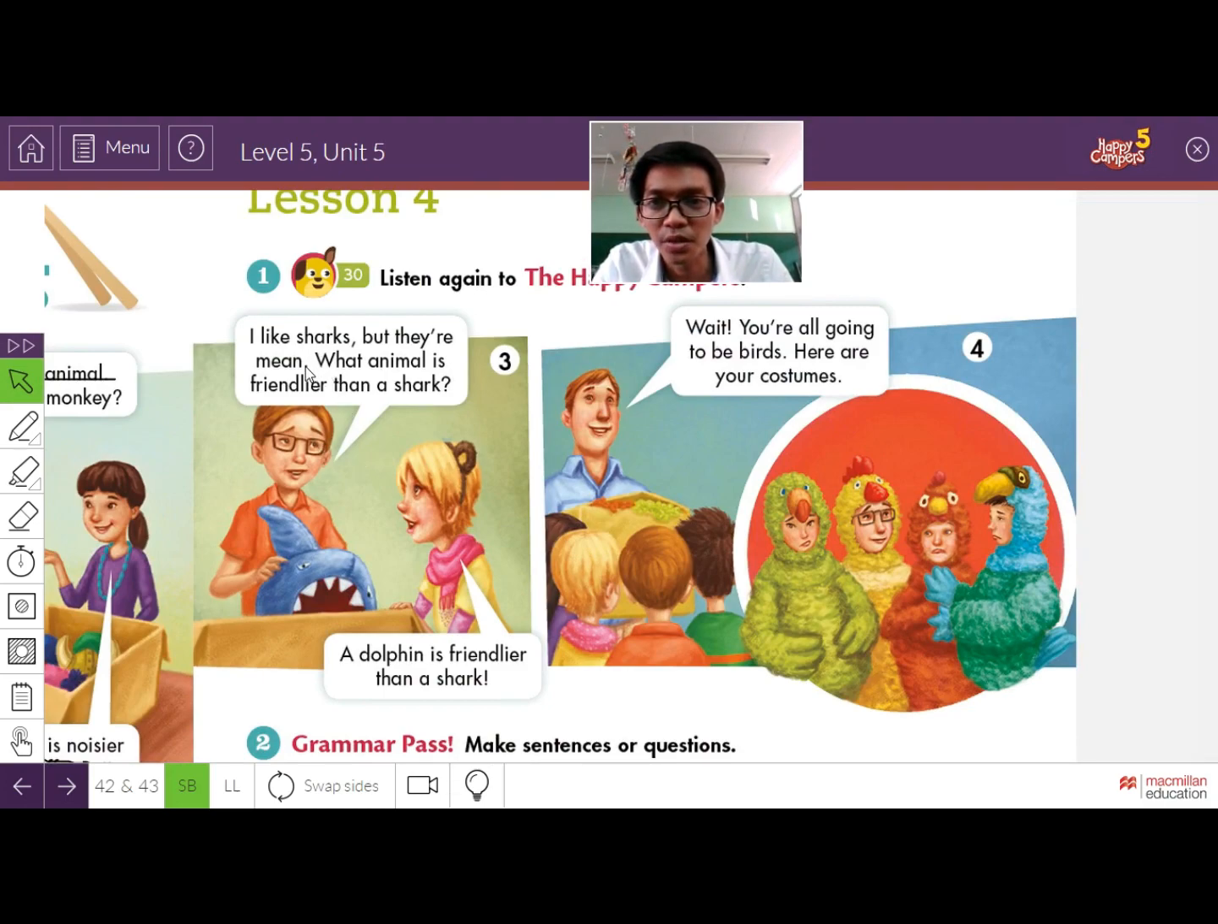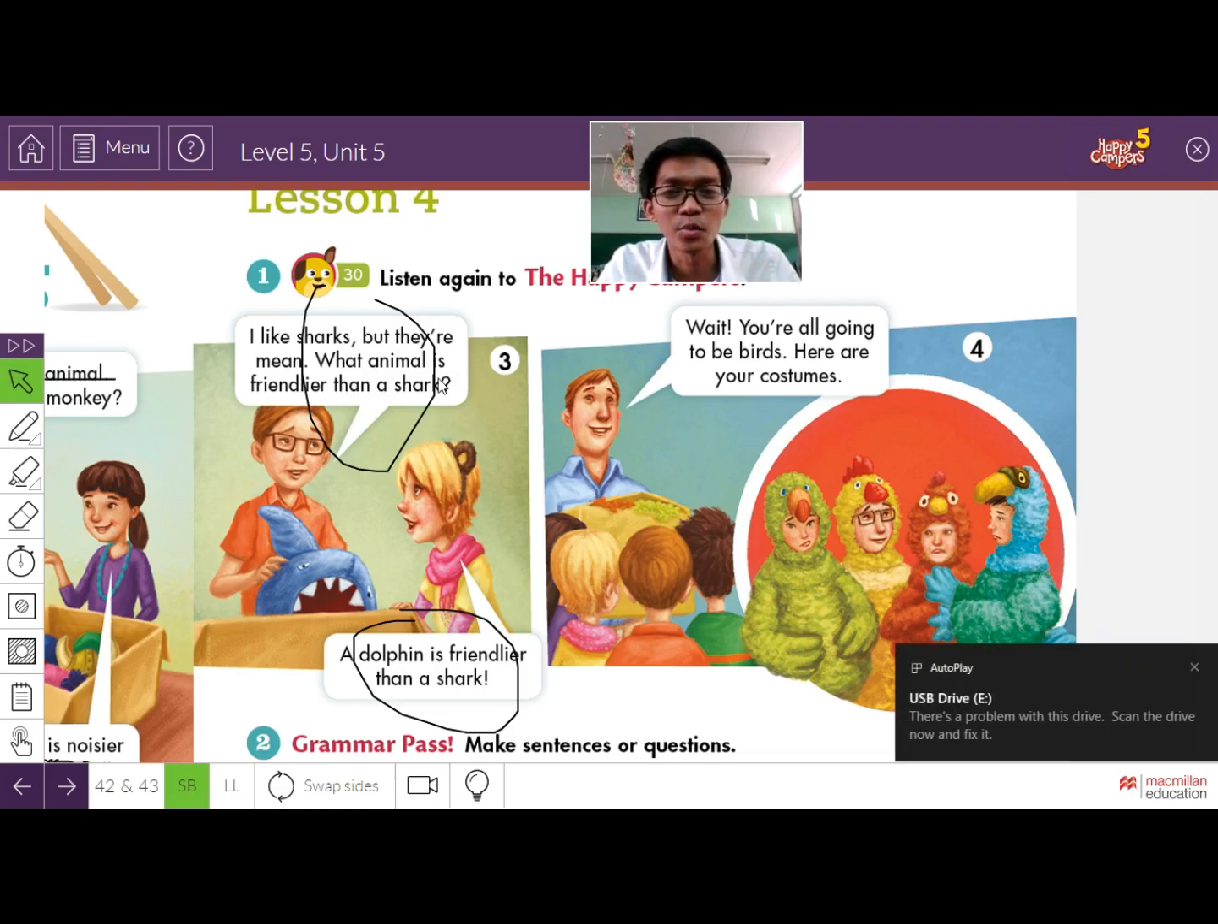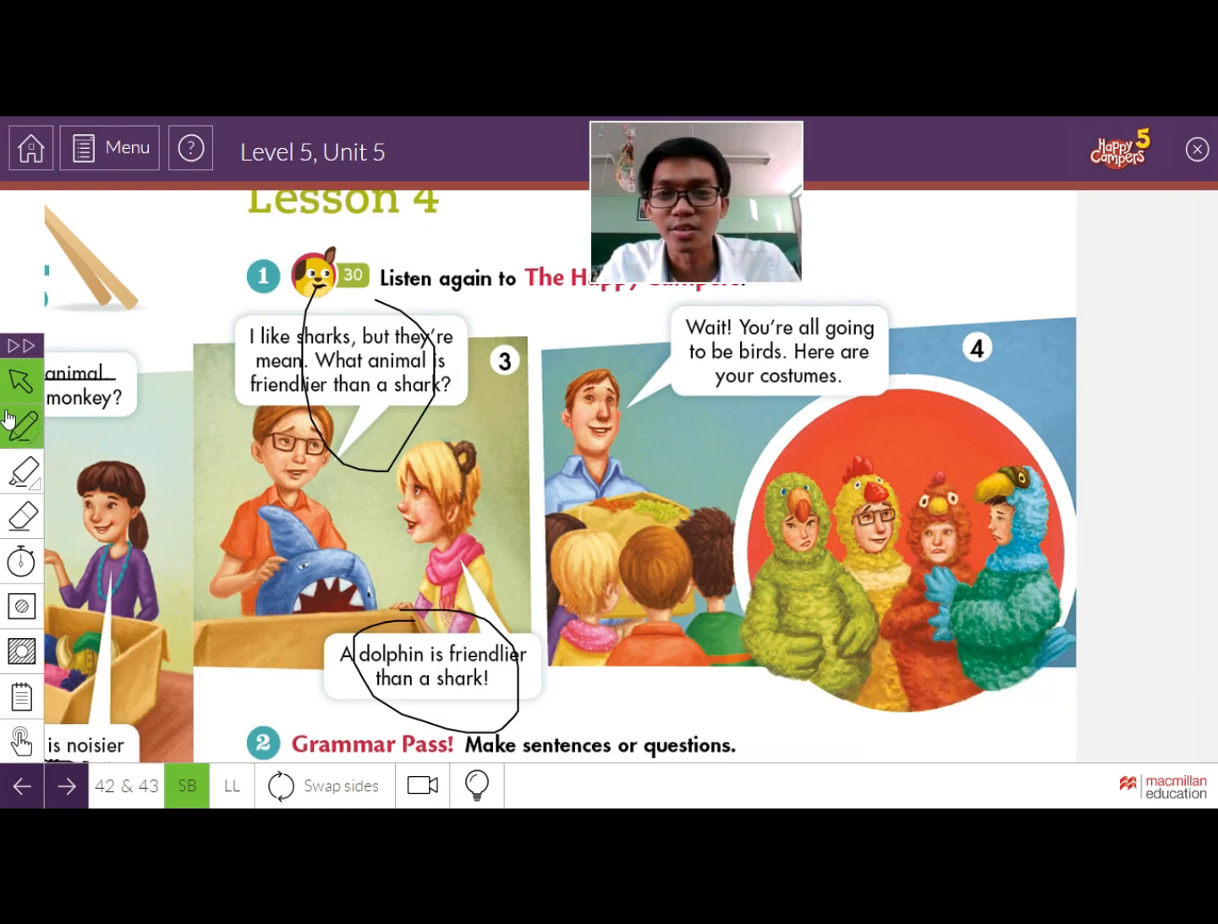What about him? He says, I like sharks, but they're mean. What animal is friendlier than a shark? So he wants to wear an animal costume that is friendlier than a shark, a dolphin's costume. However, in the end, their teacher says that they are not going to wear the costumes they wish for, but they are all going to wear bird costumes.